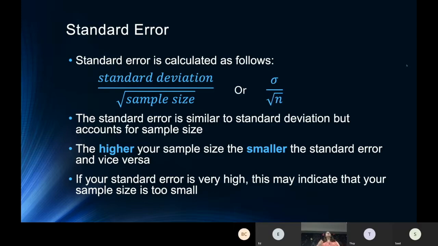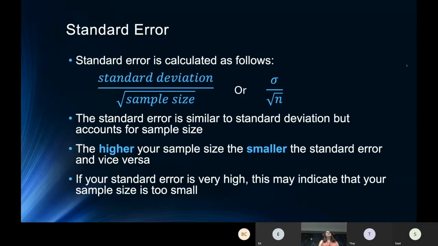Usually you can do standard error of the mean. Every statistical test except for machine learning tests will also output a standard error. If it's really, really high, then you more than likely have a sample size problem. If it's really, really low, then you're good to go.